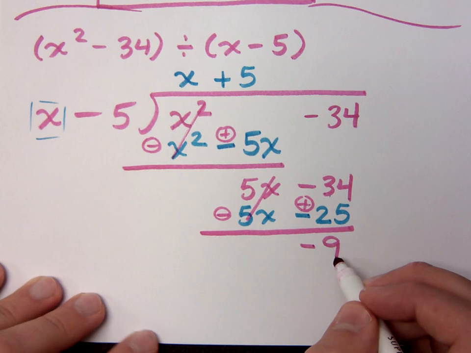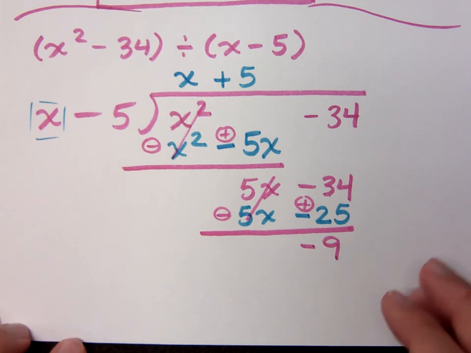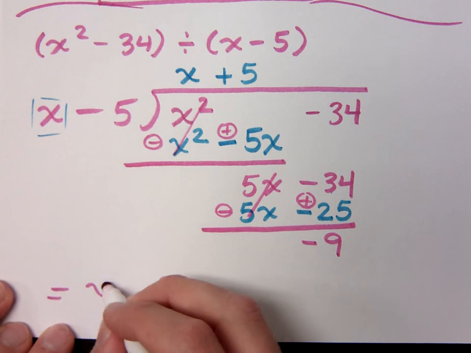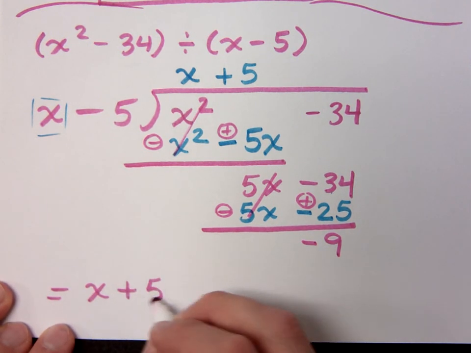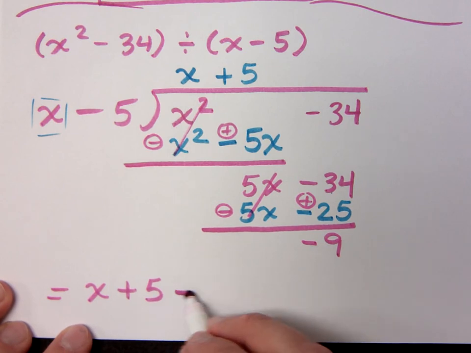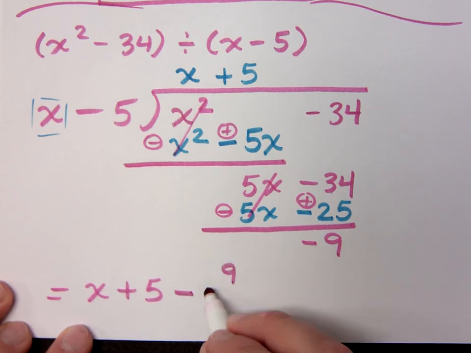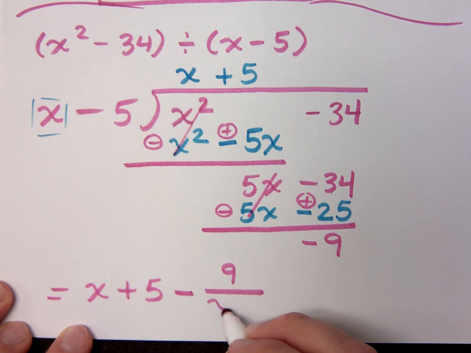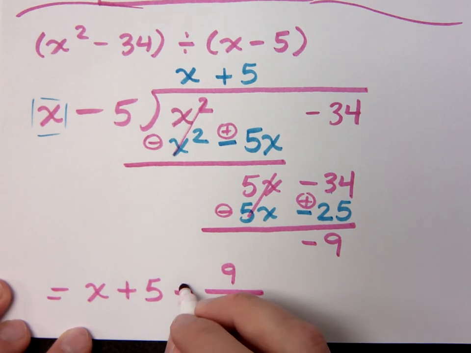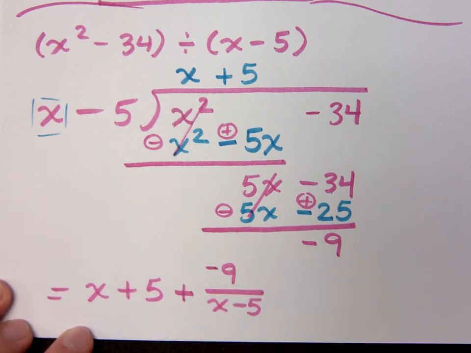Do you all agree? So how do you write your answer? x plus 5 minus 9. Now, here's what you could do. There's two ways of writing this. You could say minus 9 over x minus 5. And you may see that written oftentimes in a textbook. You also could do this. You can make this a plus and just put the negative up there, if that makes you feel better. Either way, it's the same thing.